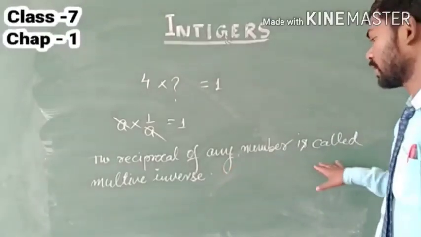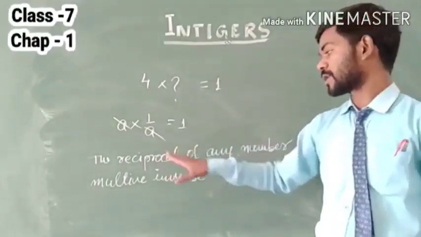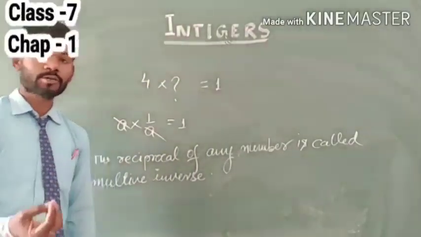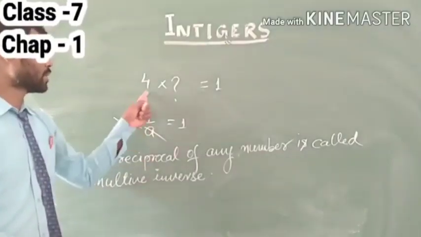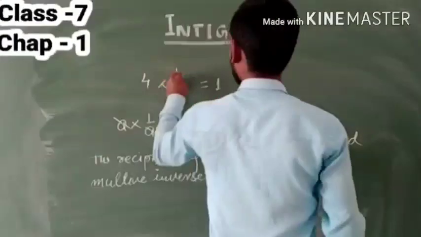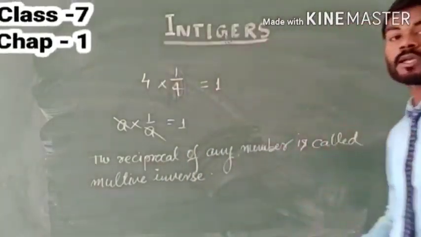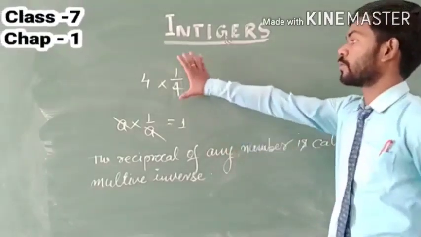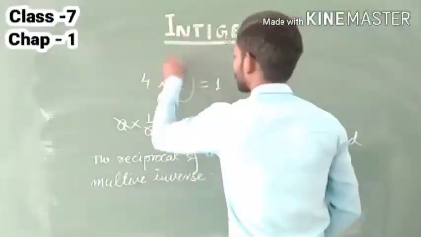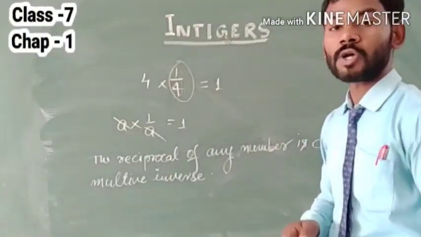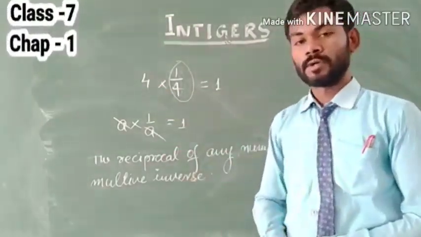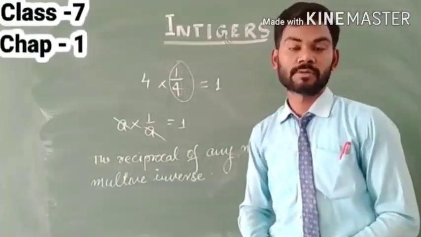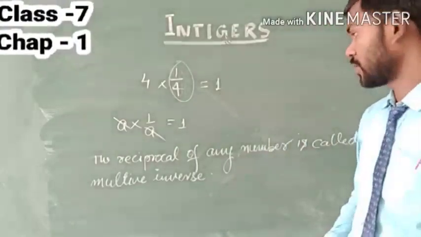So this statement makes sure that the reciprocal of any number will be the multiplicative inverse of the given number. So here we have to substitute 1 by 4 in place of the question mark in order to get the value 1. Therefore, 1 by 4 will be the multiplicative inverse of the number 4. Okay, so this is the inverse property of integers in terms of multiplication. I hope it is clear to everyone.